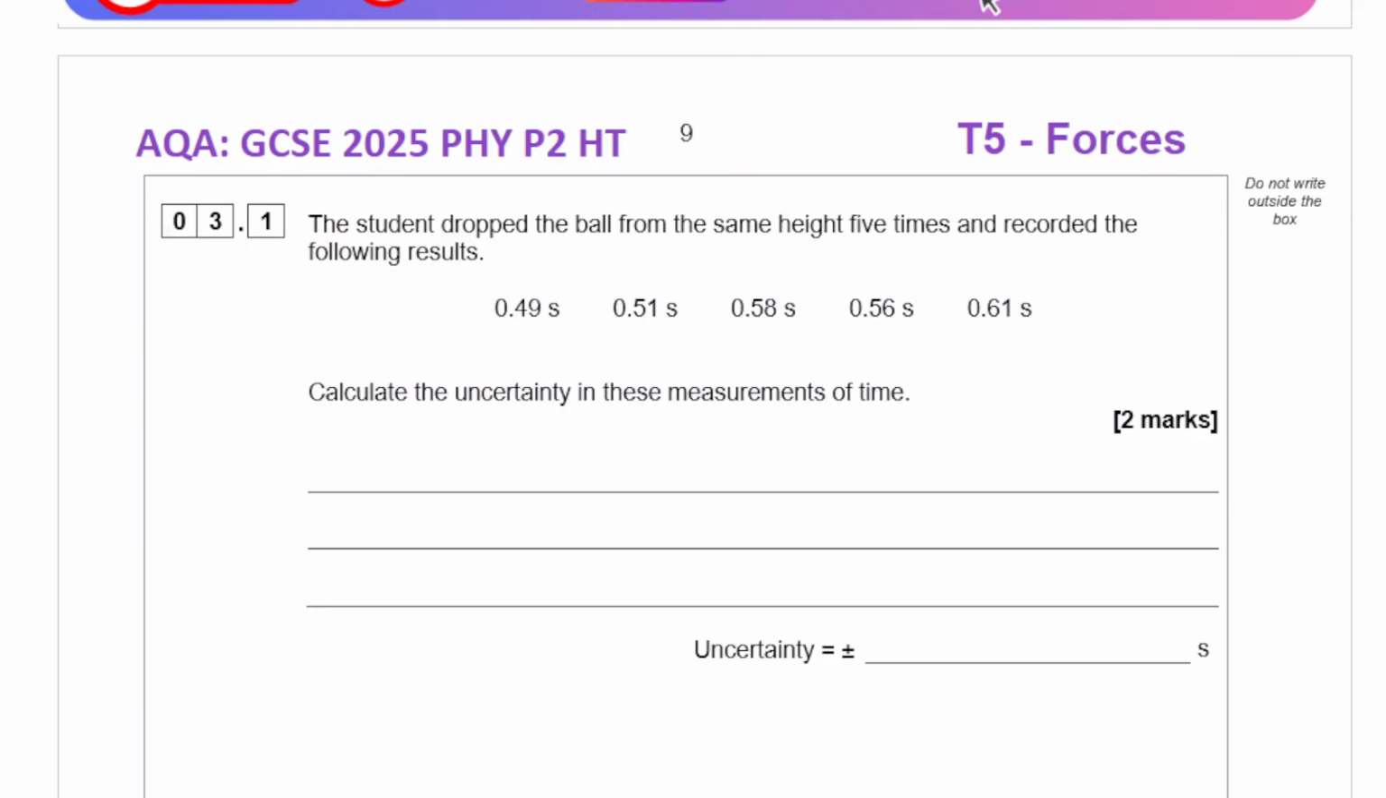Now, to work out the uncertainty, you need to get the lowest value and the highest value, and work out the difference. So 0.61 minus 0.49 would give you 0.12. So the uncertainty is basically this value divided by 2. That gives you 0.06.